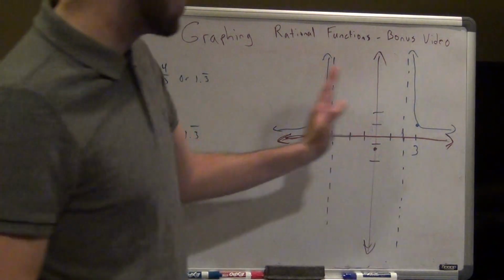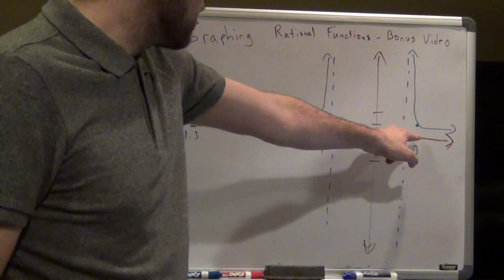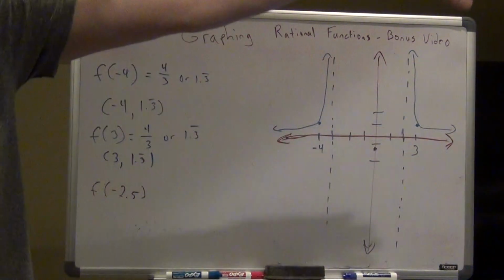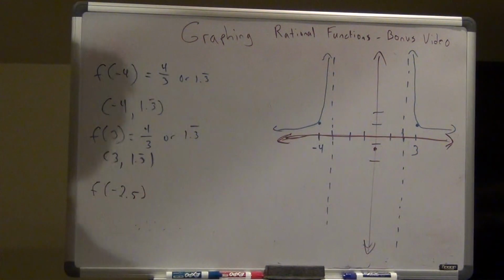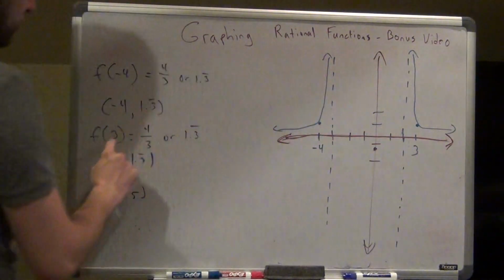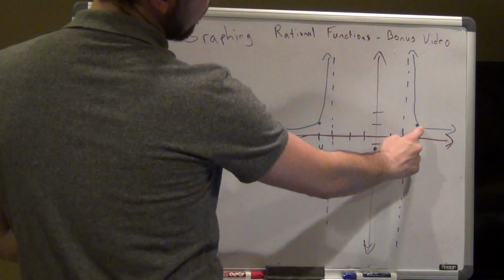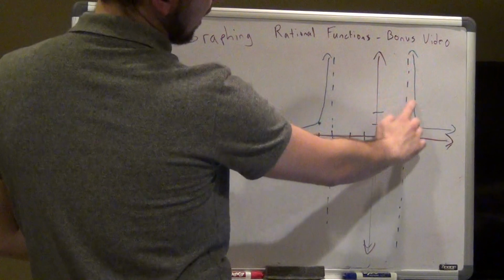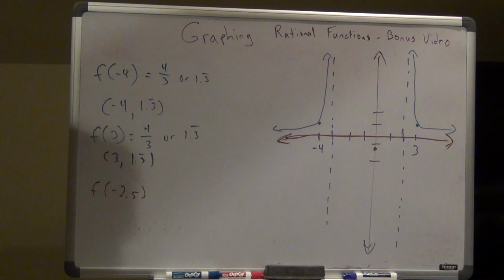Then I went to the one that's furthest right, x equals 2. I picked one whole number to the right of that, which was 3. You could have picked 2.5 as well. I plugged in 3 to my function, got 4/3, plotted that point, and then I drew my curve again, getting really close to those asymptotes but never actually touching them, because that's what an asymptote is.